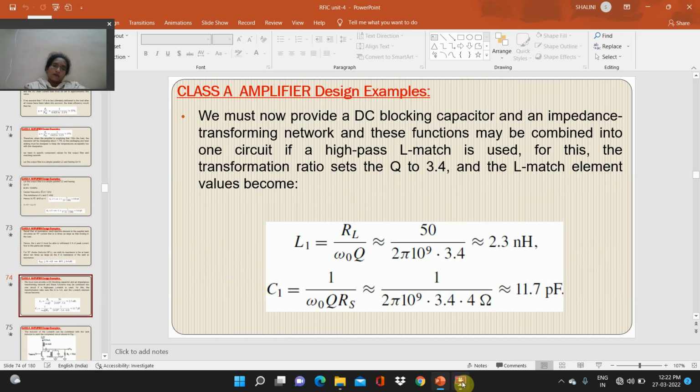We must now provide a DC blocking capacitor and an impedance transforming network, and these functions may be combined into one circuit if a high pass L match is used. For this transformation ratio, the Q is 3.4, and the L match element values become L1 equal to 2.3 nH and C1 equal to 11.7 picofarads.